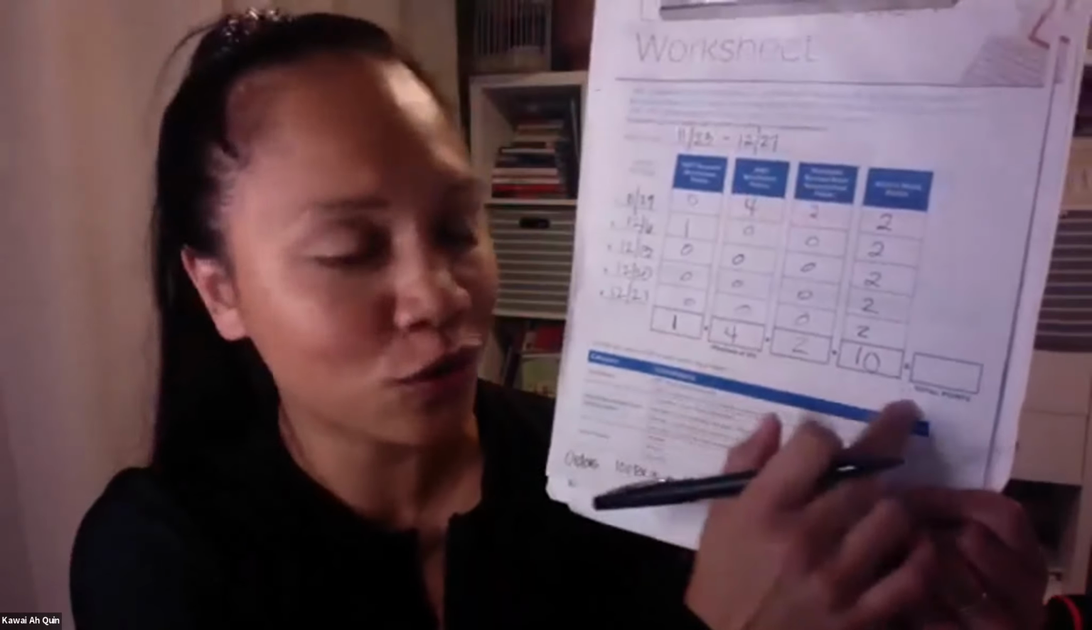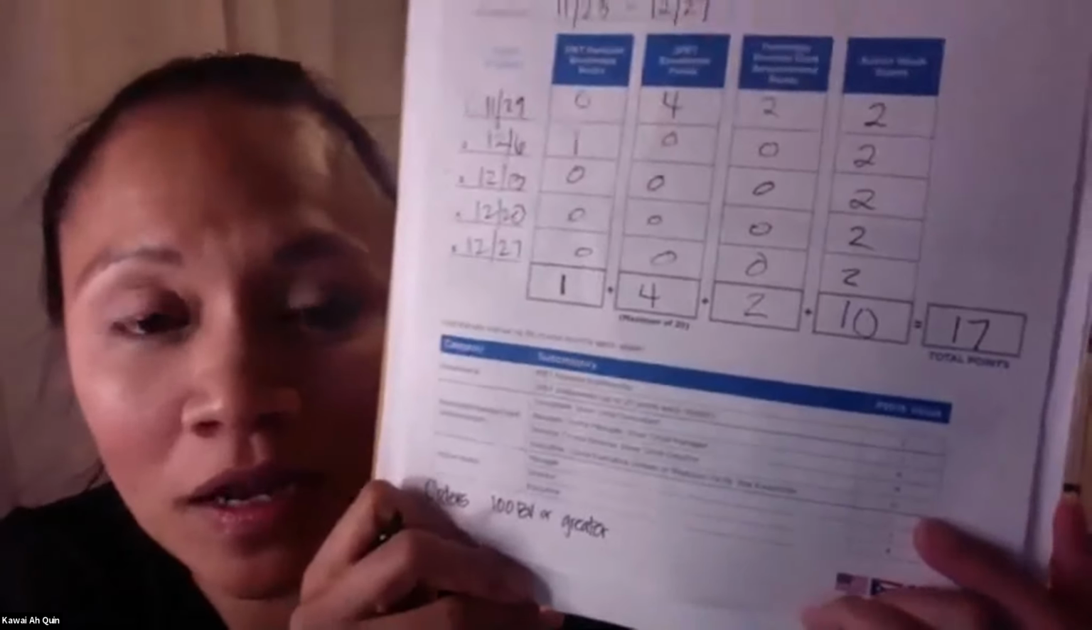You add each one up. So 10, 11, 12, 13, 14, 15, 16, 17. Total points would be 17. Now, what does 17 points mean? This is where it matters for Fiji. Right now, Fiji is going on, getting points for that. Yes, 17 shares in the pools.